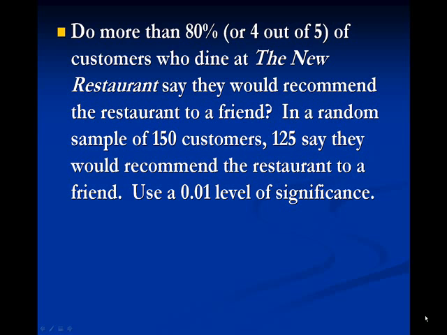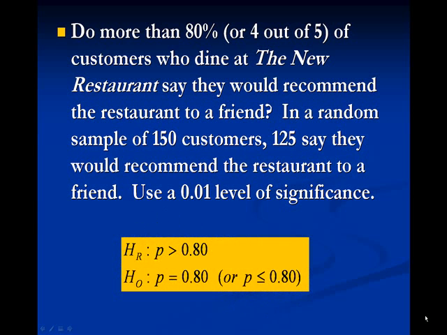So our hypothesis, again, reading the question, more than 80%, p greater than 0.8. Remember, this is a qualitative variable. Either they recommend the restaurant or they don't. So we're going to be dealing with proportion. And we want to know if we can conclude that more than 80% would recommend the restaurant. H0 then is p equal to 0.8 or p less than or equal to 0.8.